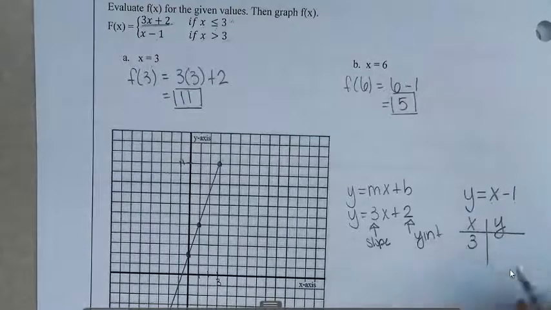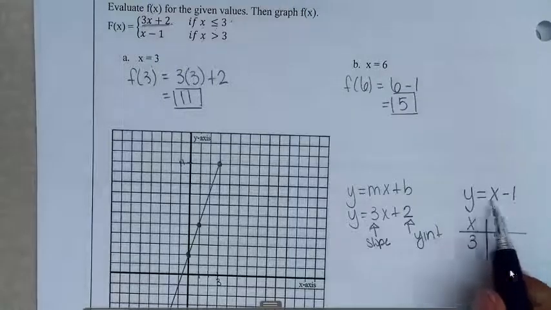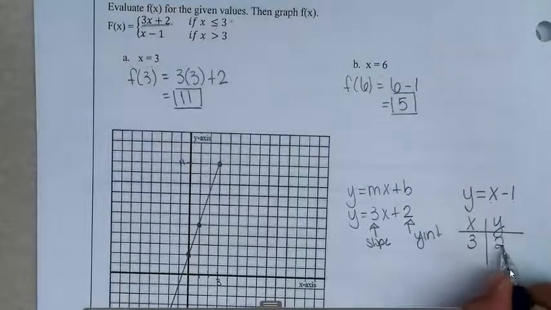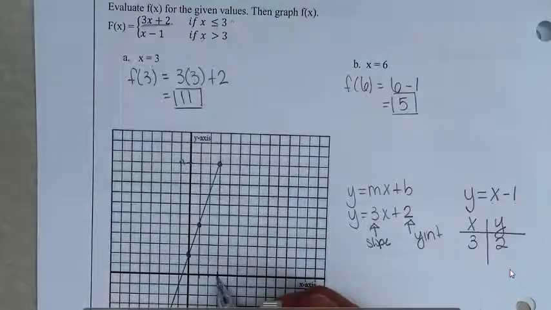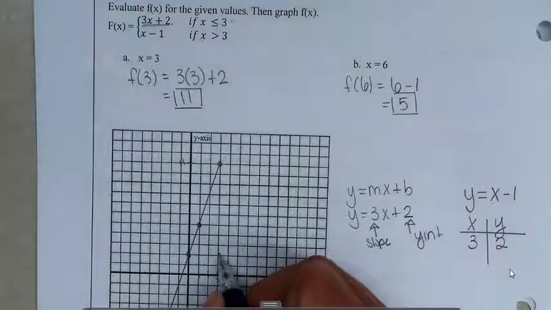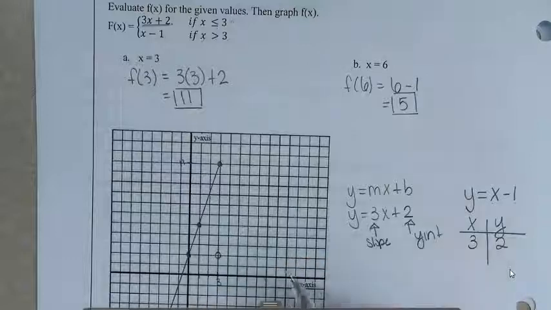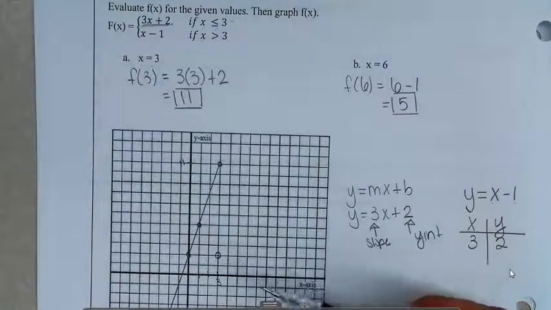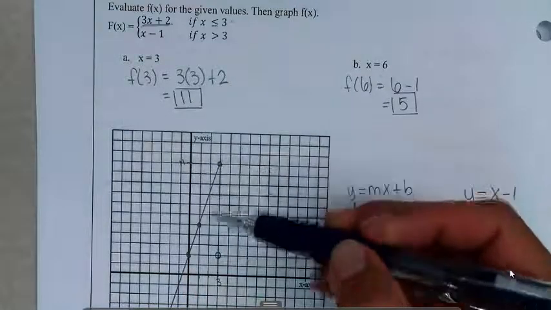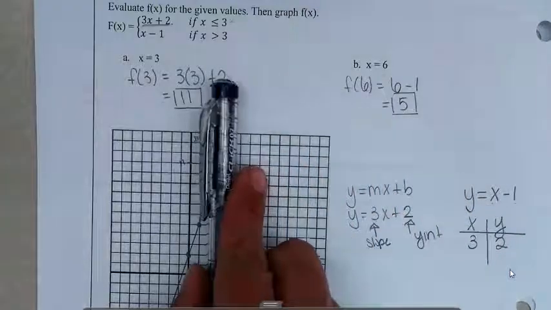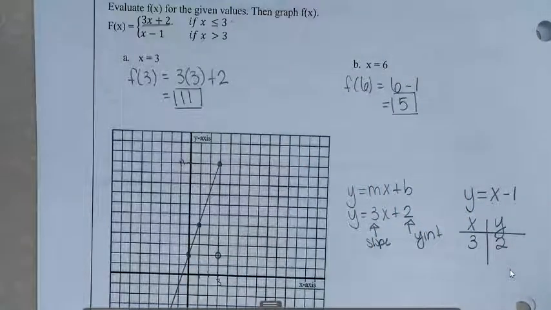So let's figure out at 3, what is this piece? Well, that's going to be 2, right? Plug 3 in, you get 2. So I know at 3, my output is actually 2. And I'm going to put a hole there because, again, well, first of all, this is a function, so it has to pass the vertical line test. So if I have a dot here and a dot here, it's not going to pass that vertical line test. It's not going to be a function. So that's a big deal.